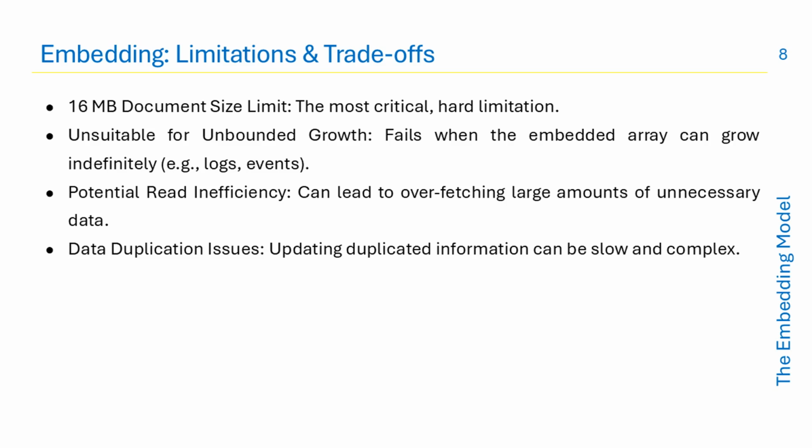Finally, if you embed information that can change and is shared, like detailed manufacturer data, you introduce data duplication. If the manufacturer updates their information, you now have to perform a complex and slow operation to find and update every product document where this data was embedded.